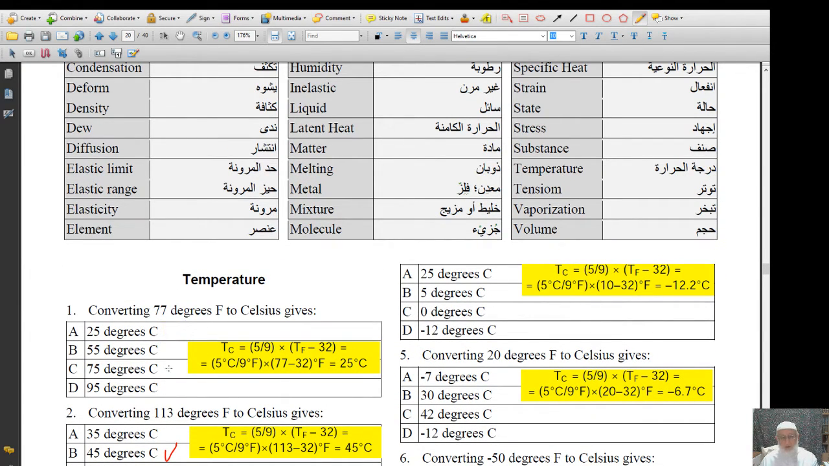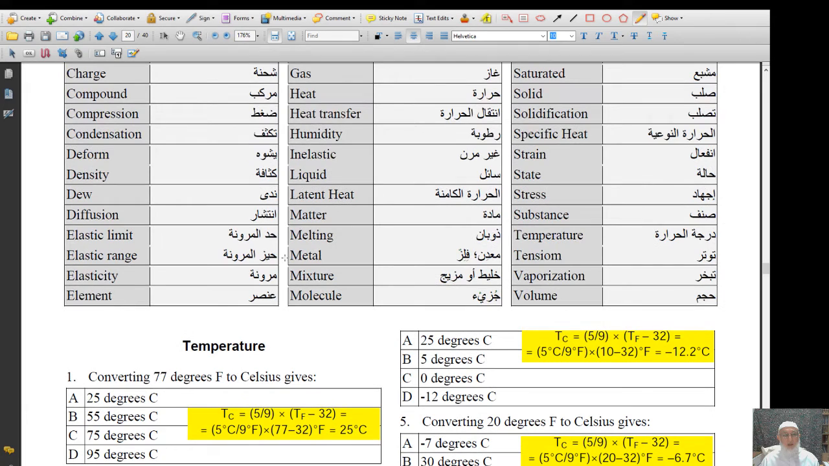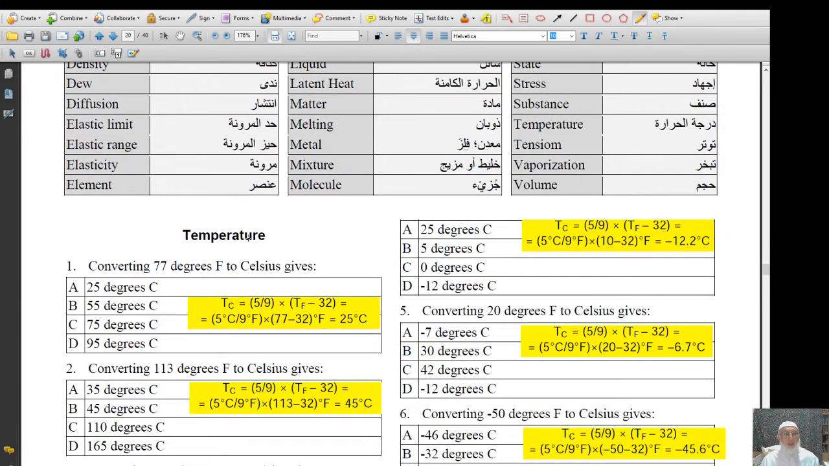Temperature, يعني درجة الحرارة كما هو مذكور هنا، درجة الحرارة temperature. وهذه الفقرة هي كلها تحويل من السلسيوس لفahrenheit، من فahrenheit للسلسيوس، من سلسيوس لكلفن، من كلفن لسلسيوس. Okay, so it's pretty straightforward. And إذا حليت واحد أو اثنين من هذه المسائل خلاص البقية على نفس النمط. So they are all similar once you solve one or two.